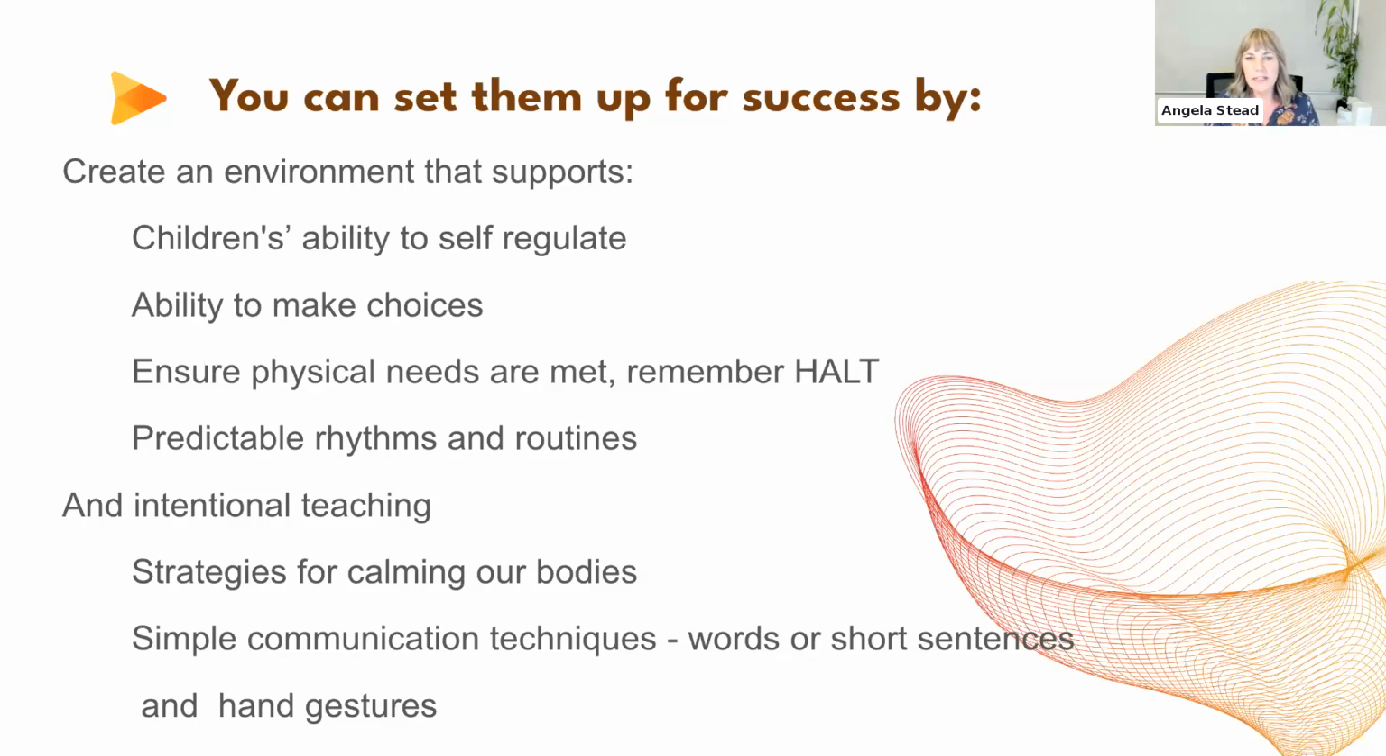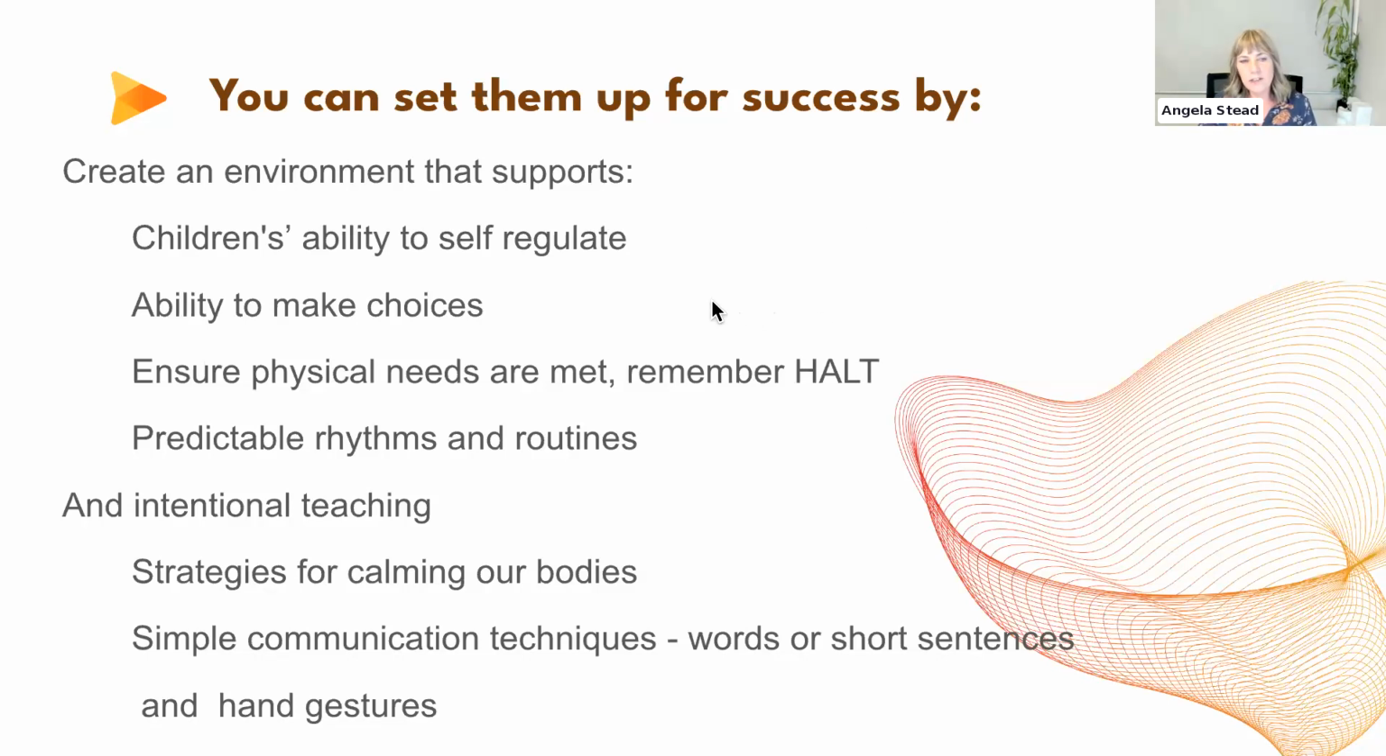Ensure their physical needs are met. Remember, we've talked before about HALT. Are they hungry, angry, lonely, or tired? If their physical needs are compromised for whatever reason, then the likelihood is they're not going to manage their emotions very well. Predictable rhythms and routines support children's emotional and social intelligence as well.